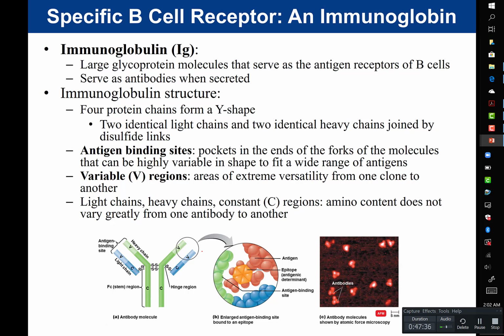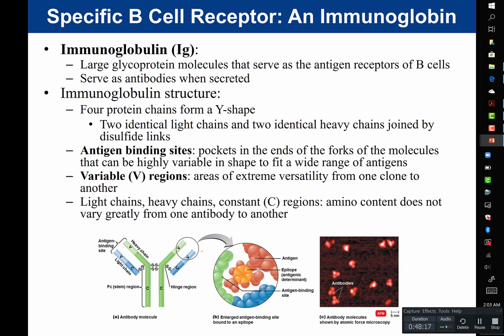And there is also what is referred to as the constant region. The constant region is found on both light and heavy chains. This is the part of the immunoglobulin that does not vary greatly from one antibody to another. We're not going to get into the specifics, but there are a variety of immunoglobulins: IgG, IgA, IgM, etc. For each class, the constant region is relatively the same, meaning there's not a lot of diversity in that sequence per immunoglobulin.